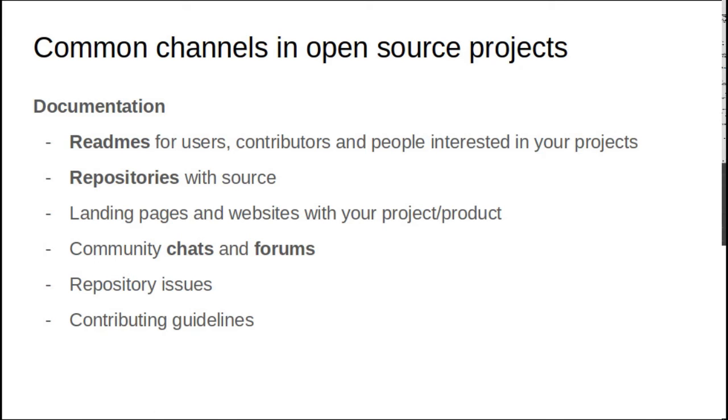Some common channels in open source projects that you probably know and have heard of are READMEs, of course. READMEs are the first thing, besides your website, that someone will interact with, the way the person will interact with your project. Repositories, when you are talking about contributors mostly. As I mentioned, landing pages and websites, especially for users, because if you consider users and contributors, most users will probably see your website first. Community chats, community forums, repository issues, contributing guidelines. These are all resources you have available as an open source project to interact with either your user personas or your contributor personas. And again, what we want during this week is that you start conceptualizing how you're going to use them.